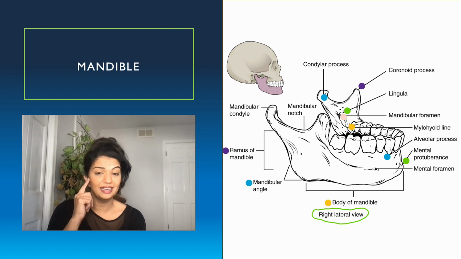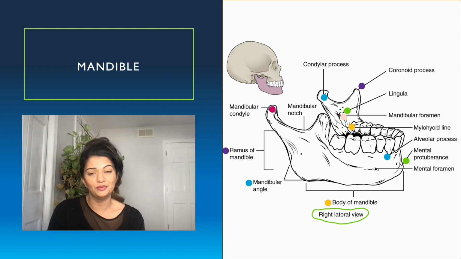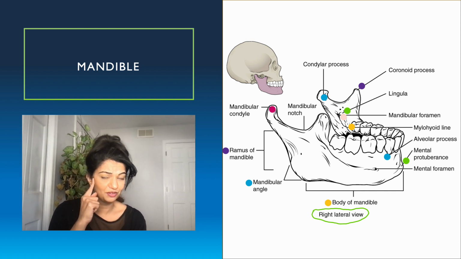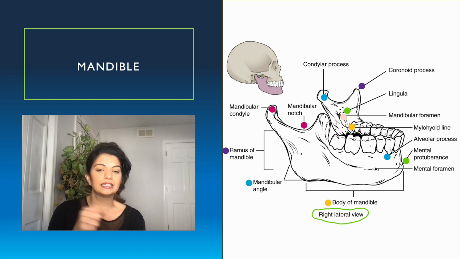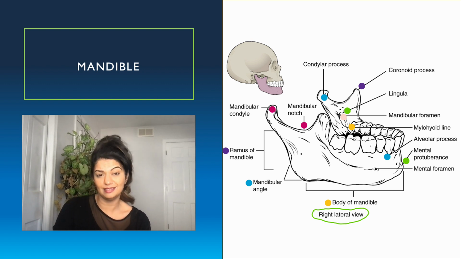And then, of course, you can actually feel your mandibular condyle if you get the opportunity to just put your hand here and especially move your jaw, like talk, and you can feel it. And then that notch is the little dip. So essentially, this is the mandible.